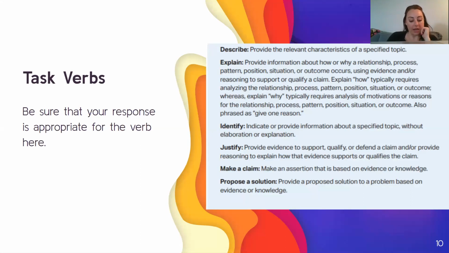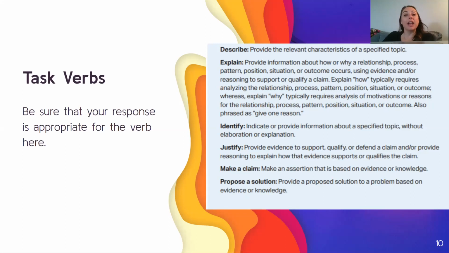Okay, so here are those task verbs that I referenced previously. Describe just means to provide relevant characteristics on a topic. I like to think about describe as to make some type of statement or definition and to give an example. That will almost always earn you a describe point. This can be more than one sentence, but it doesn't really need to be. So do not write more just because you think you need to fulfill a sentence requirement. That is not the case.